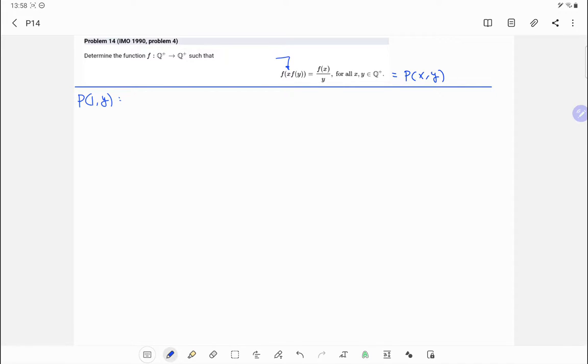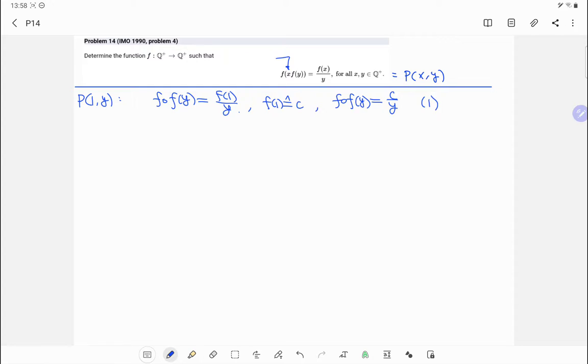In this case, we have f(y) equals f(1 over y). And let's denote f(1) to be c, a constant to be determined, so that this equation can be rewritten as f(y) equals c over y. Let's call it equation 1.